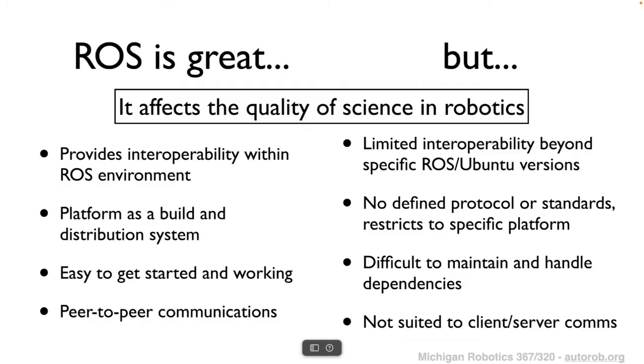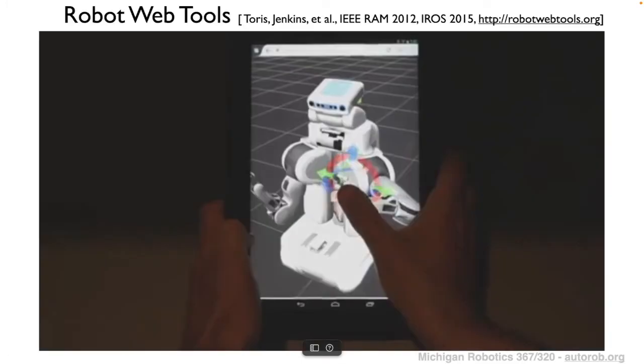In addition, while there are some standards defined for the build and packaging system, there are not standards and protocols defined for every platform, and so that can create some issues. Maintaining dependencies and handling dependencies can become a challenge even with ROS. And then finally, the next thing that we're going to be talking about, is that ROS is not integrated to be well suited for client server communication, which can be a limit in some cases.